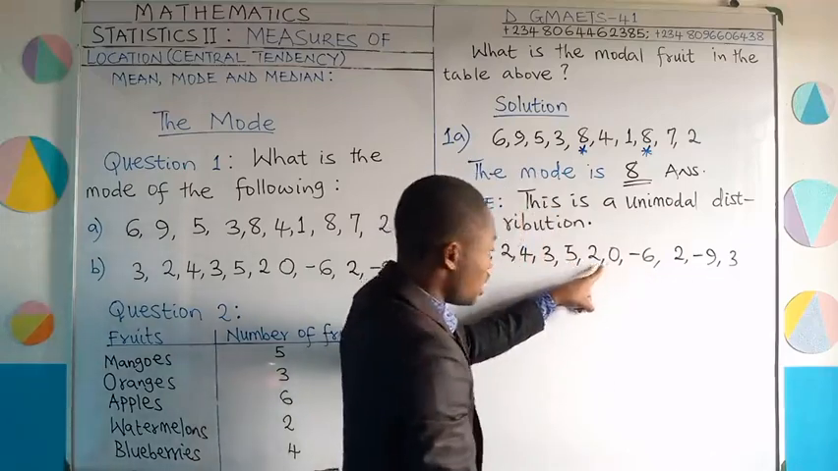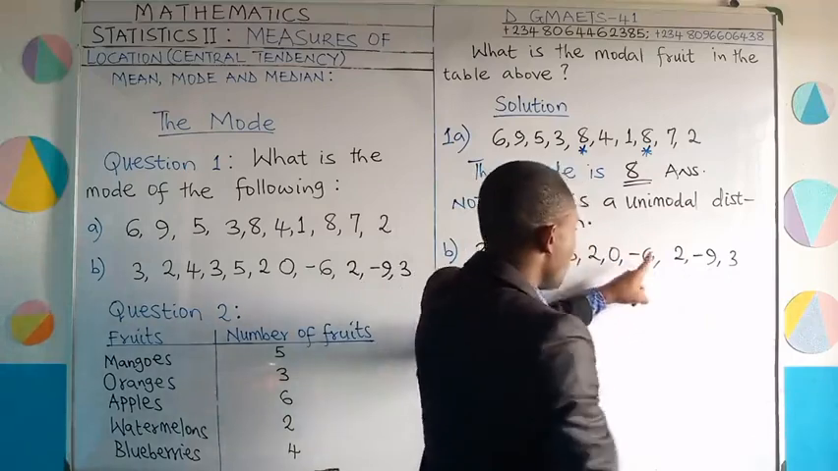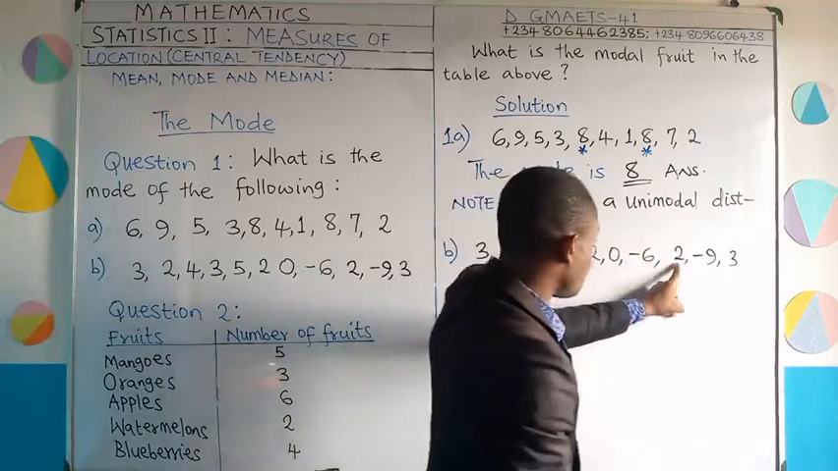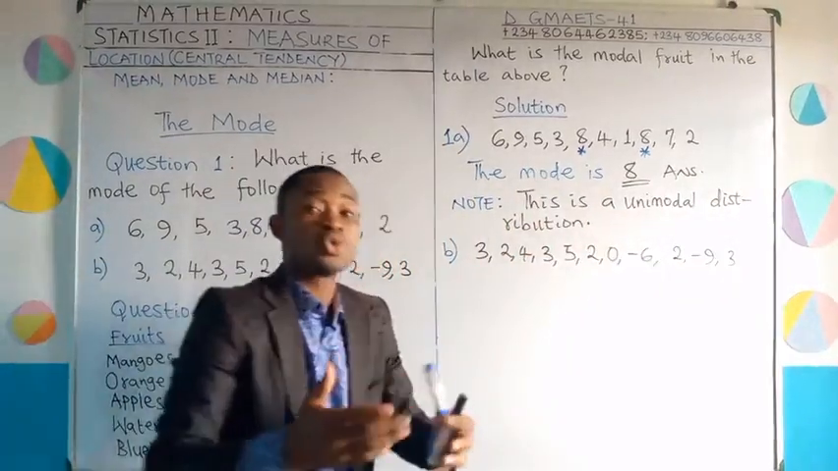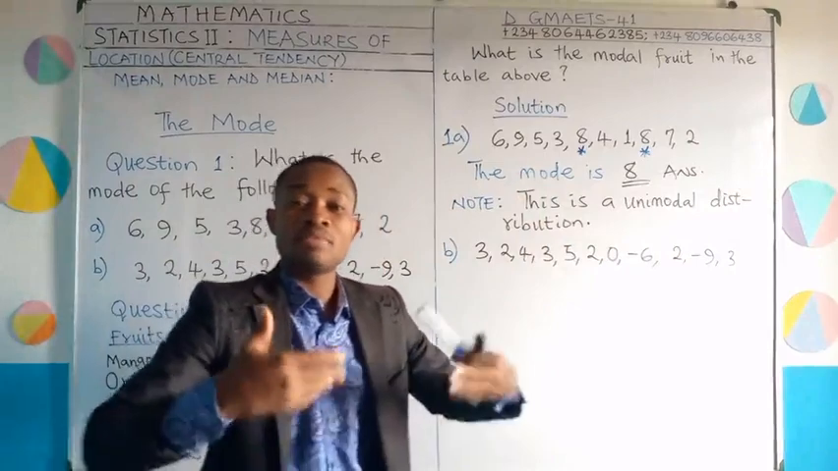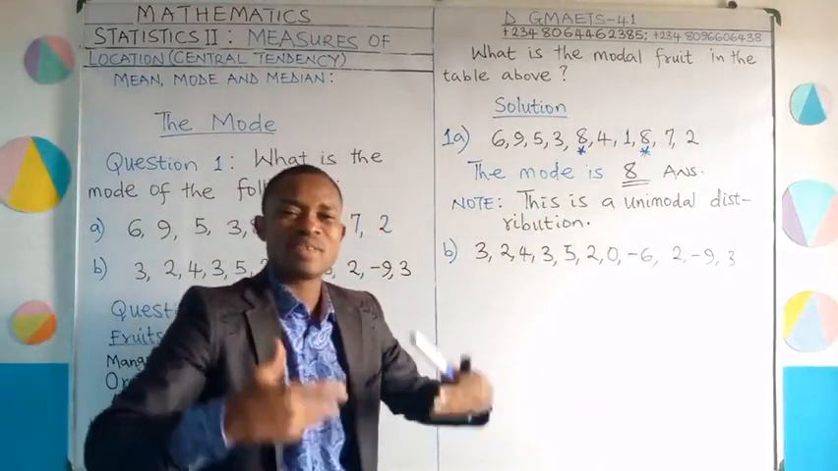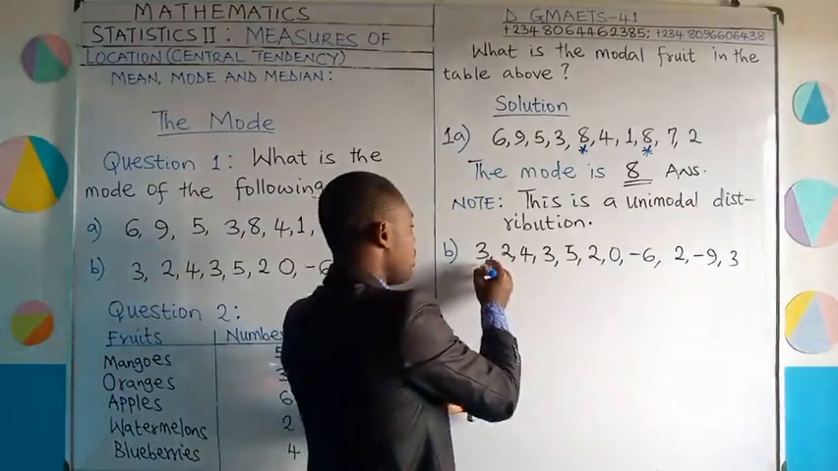We've checked for 2 already. Let's check for 0. 0 appeared only once. Minus 6 only once. We've checked for 2. Minus 9 appeared only once. We've checked for 3. So you see that 2 and 3, they have the same frequency. That is, they appear the most in this distribution. Let me take note of them.